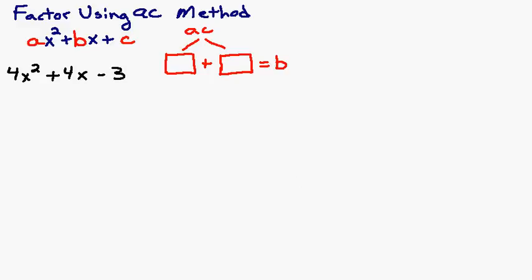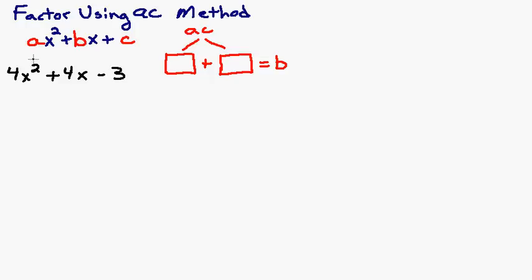In this video we're going to go through factoring trinomials using what's called the AC method. You would want to use this method if your A value on your trinomial, which is your coefficient on your x squared term, is greater than 1. So in this case we have a 4. If your A value is just 1, then you can factor these trinomials the easier way that you learned in another video or a previous section.